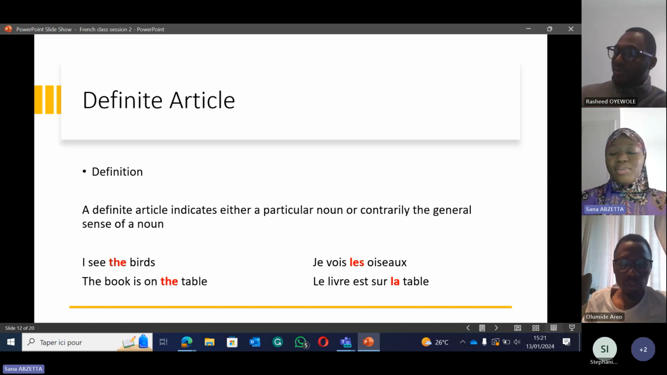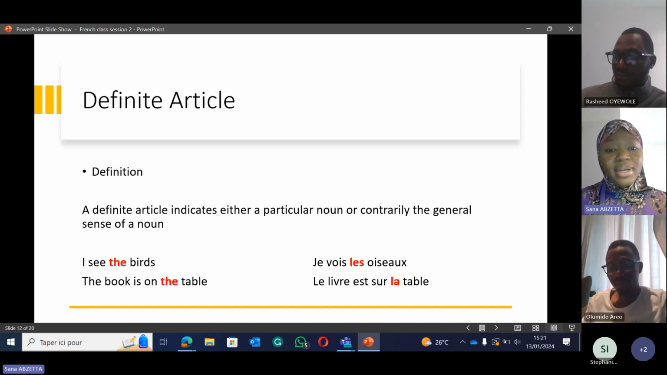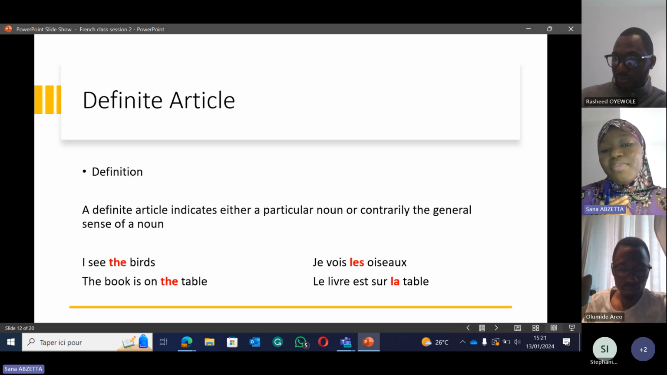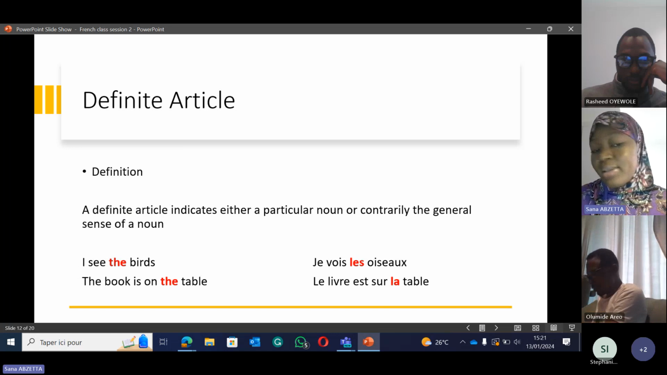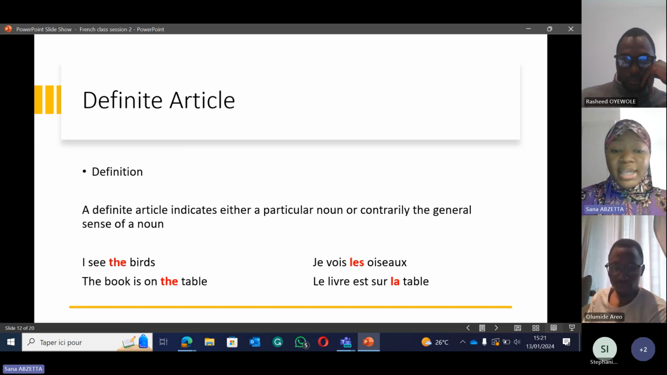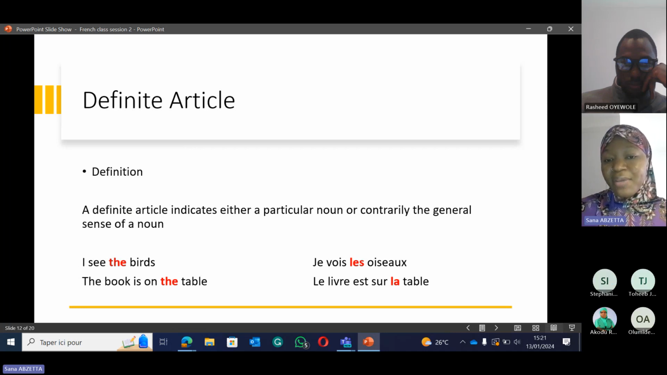In English, as in French, the definite article is used to indicate a particular noun or a general sense. So if you want to say, I see the birds, you just say, je vois les oiseaux in French. The book is on the table. Le livre est sur la table. You are talking about a specific and particular object. You have to use a definite article.